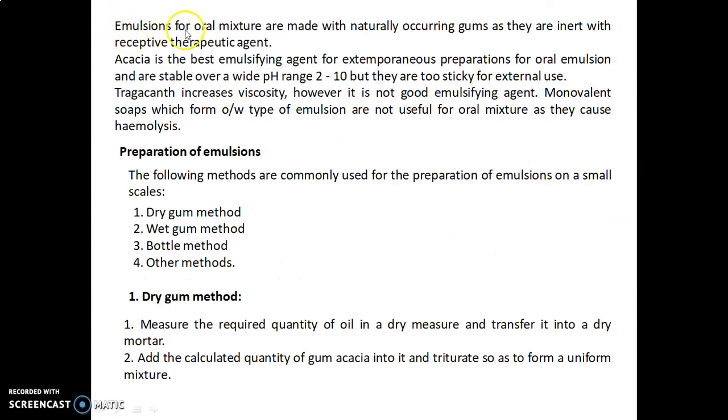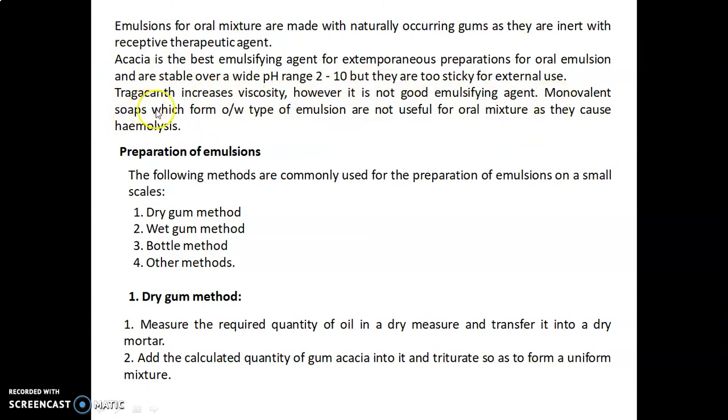Emulsions for oral mixtures are made with naturally occurring gums as they are inert with the respective therapeutic agent. Acacia is the best emulsifying agent for extemporaneous preparation of oral emulsion and is stable over a wide range of pH, that is 2 to 10, but it is too sticky for external use. Tragacanth increases the viscosity, however it is not a good emulsifying agent.